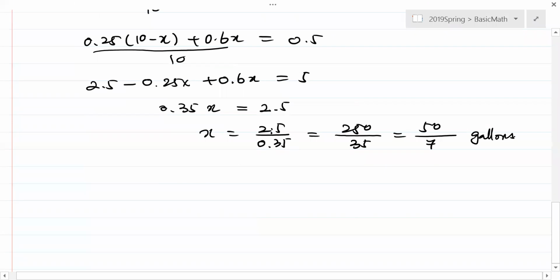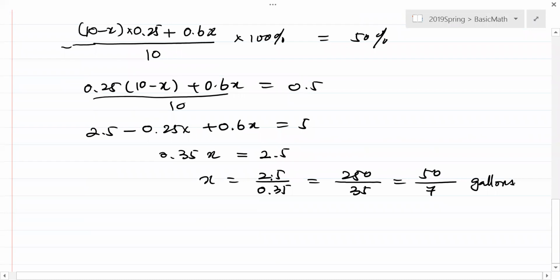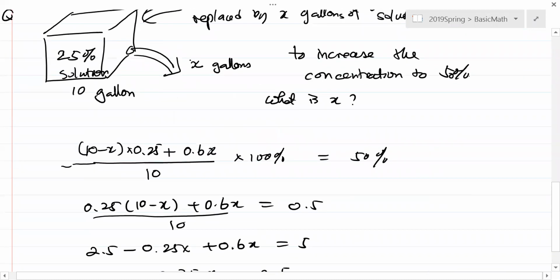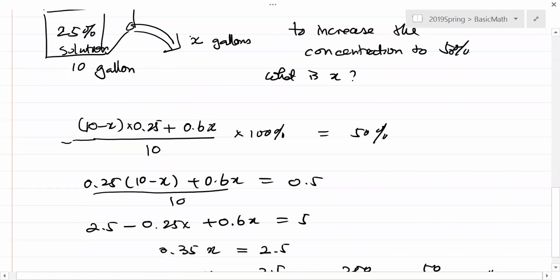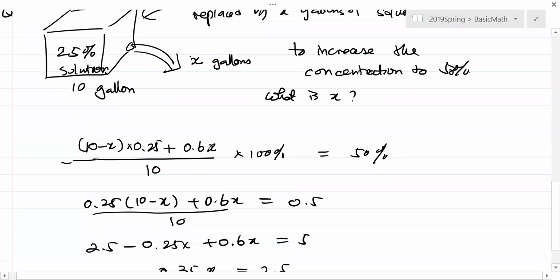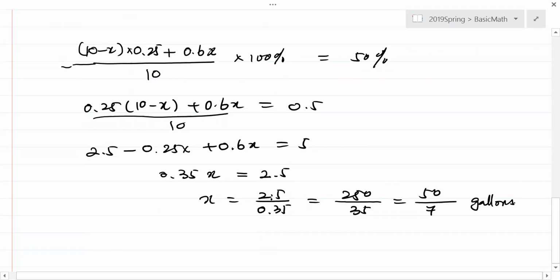So those are the story problems, and you just need to know how we calculate the percentage, then you can set up an equation. Another type of problem is you have 10 gallons of an X% solution. How much water should be evaporated in order to increase the concentration to a certain level?